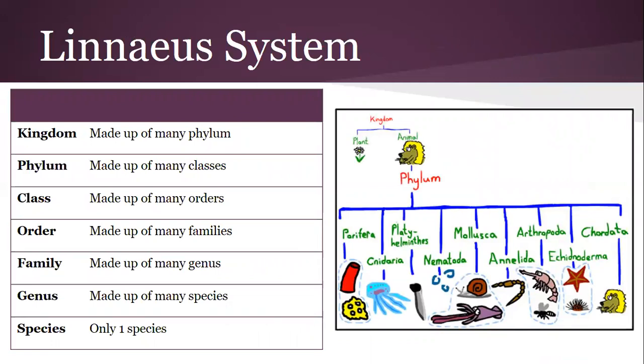Basically, the definition of any of these words is essentially, it is the entirety of the word that falls below it. So for example, what is a kingdom? A kingdom is made up of all the phylums. What is a phylum? A phylum is made up of all the classes. What is a class? It's made up of all the orders.